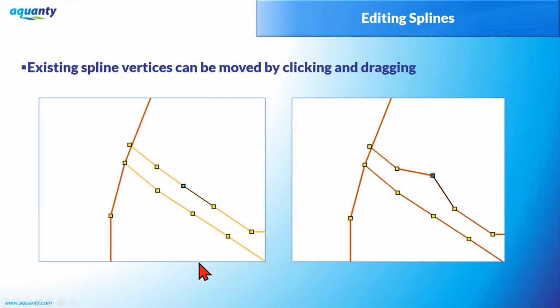So this here shows you how we might edit an existing vertex of a spline. You would simply click on it. Once you've clicked on it, you would see that the spline is active. It would turn yellow, and then you can simply drag and drop any of these vertices to a new location.